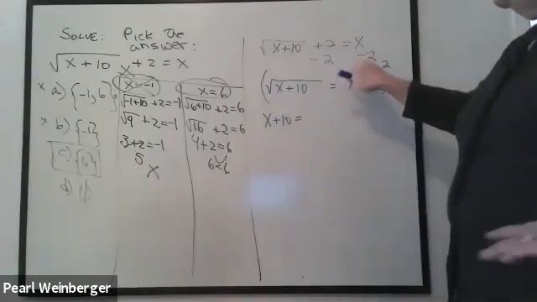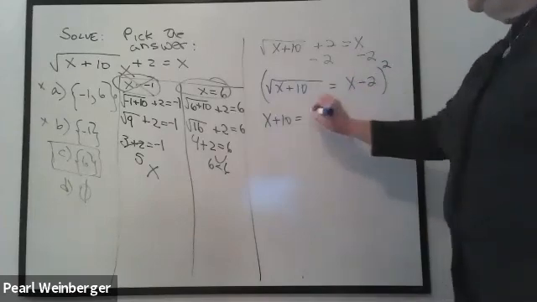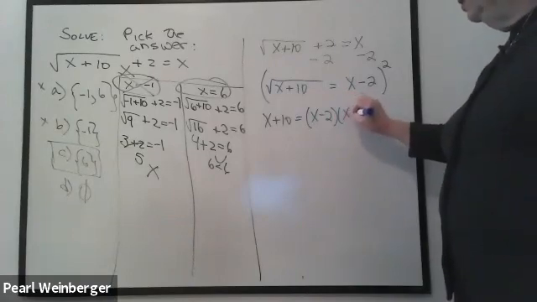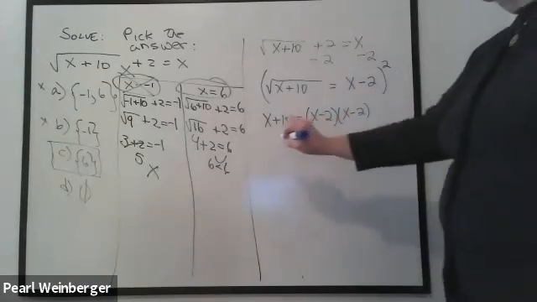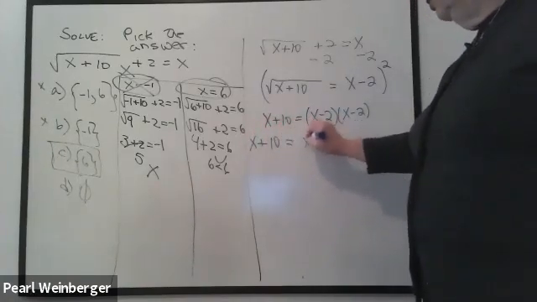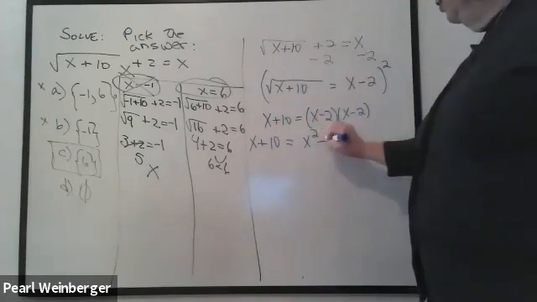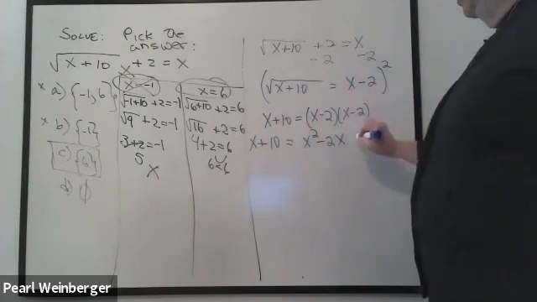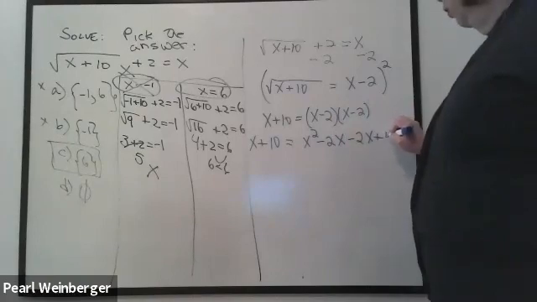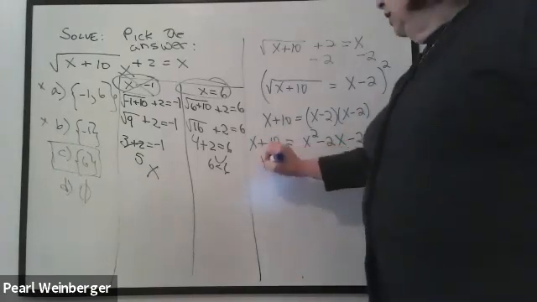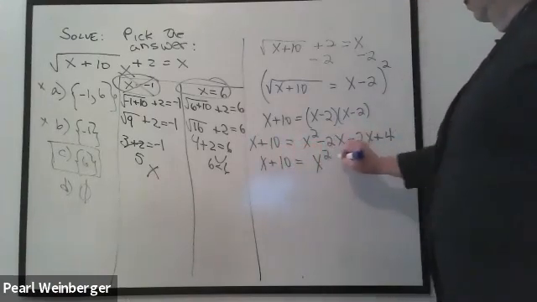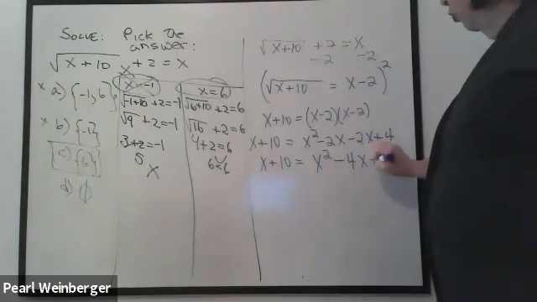But the side that's not inside the radical actually has to be multiplied by itself. We have to actually do the x minus 2 times the x minus 2, which means that we have to do FOIL. So I get x plus 10 equals x squared. Outer is negative 2x. Inner is negative 2x as well. And last, negative 2 times negative 2 is positive 4. So that gives me that x plus 10 equals x squared minus 4x plus 4.